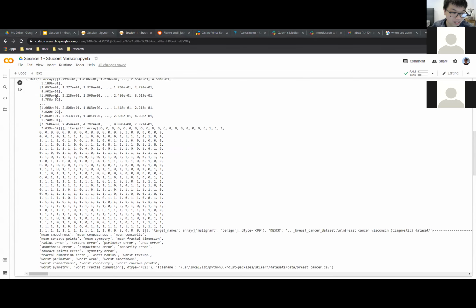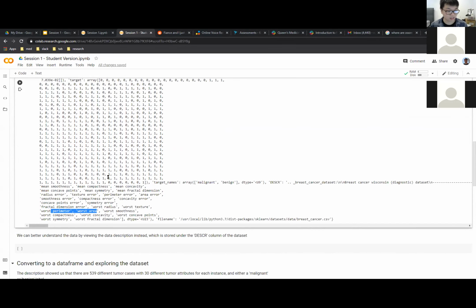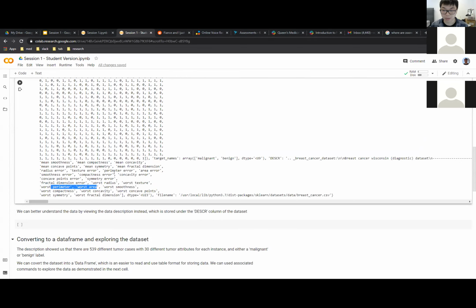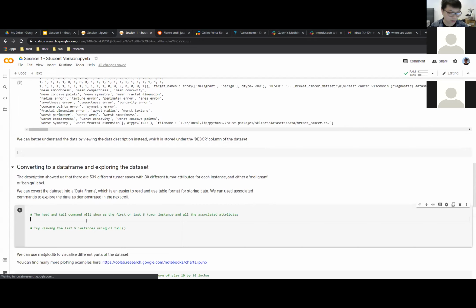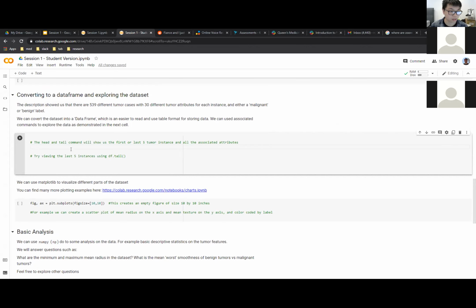So we see a bunch of these numbers. It looks like these are labels, like the worst smoothness, worst texture, worst area, worst perimeter, but it's not very interpretable. A very popular method to format data in Python is to use a data frame. So we want to convert this entire data set into a data frame.